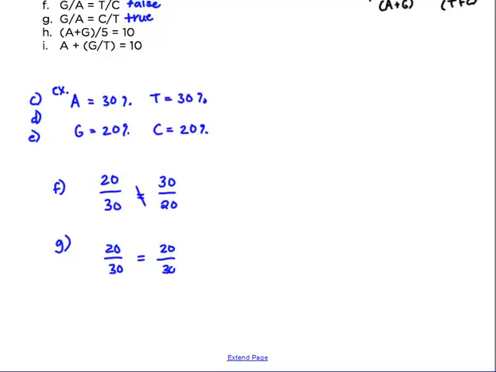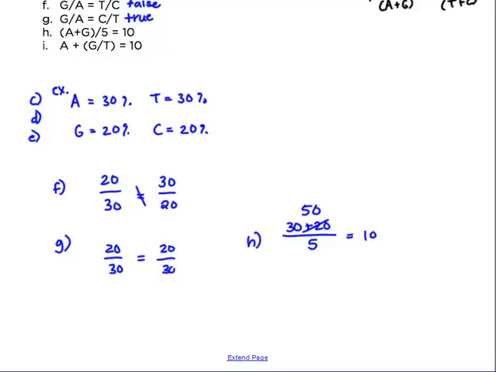For H, it says A plus G divided by 5 equals 10. So let's use these numbers for example first. So here, A plus G is 50%, divided by 5 does equal 10. You do 50 divided by 5. Okay, so that's using that example.